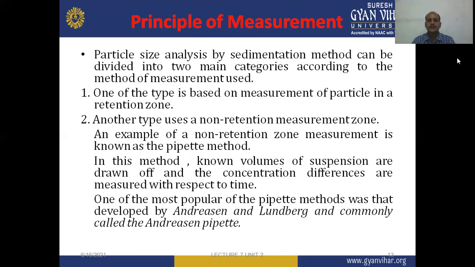An example of non-retention zone measurement is known as the pipette method. In this method, known volumes of suspension are drawn off and the concentration differences are measured with respect to time. One of the most popular pipette methods was developed by Andreasen and Lundberg and is commonly called the Andreasen pipette method. We only have to discuss the Andreasen pipette method because it is very important and can easily provide results for measurement of particle size. So in non-retention zone measurement, we generally use the pipette method for determination of particle size.